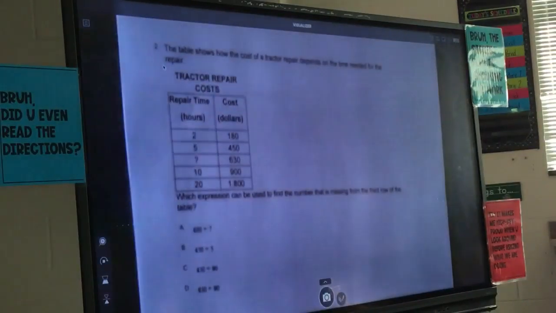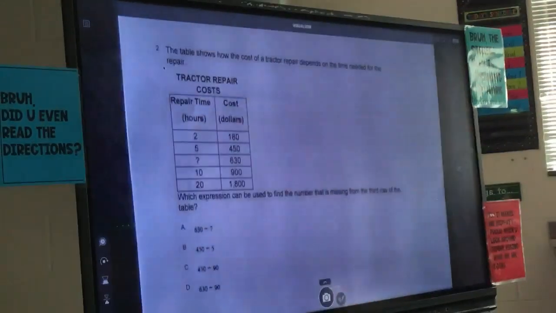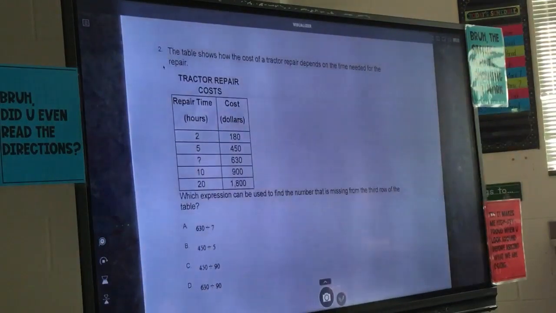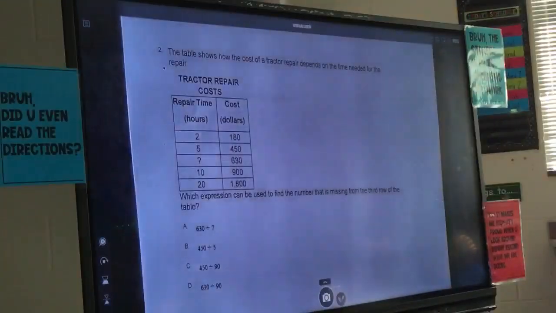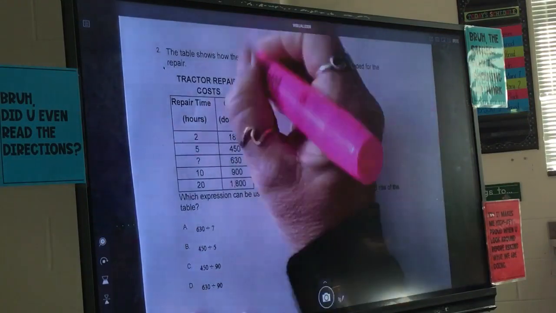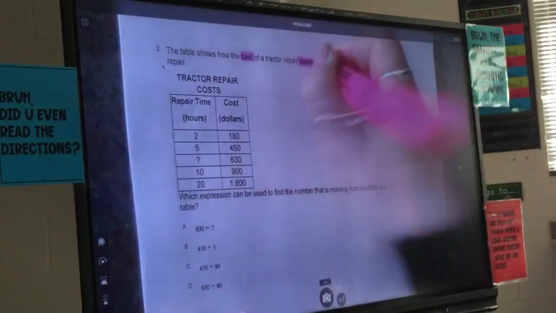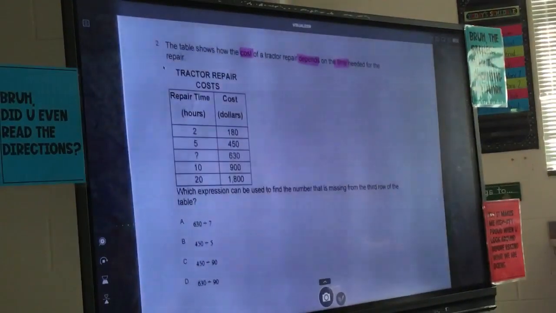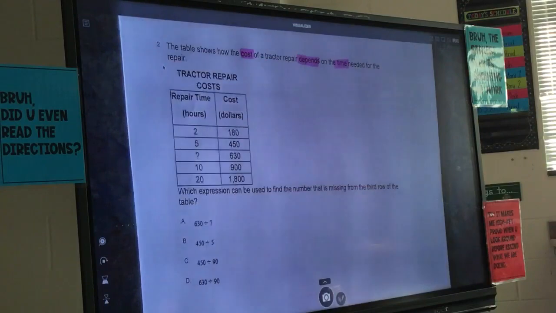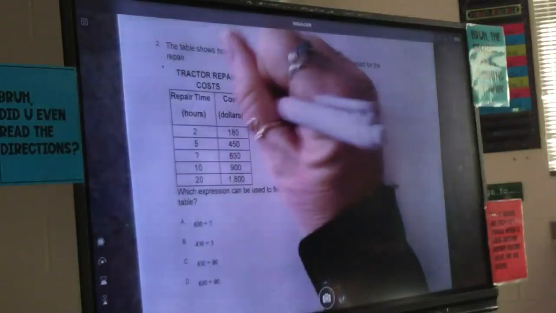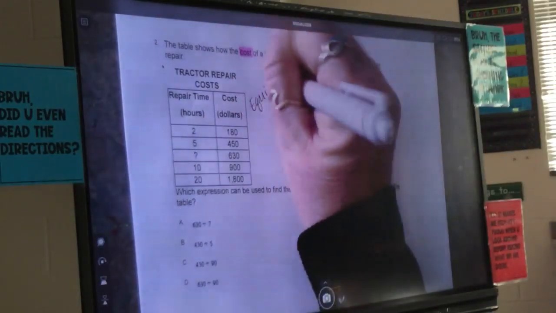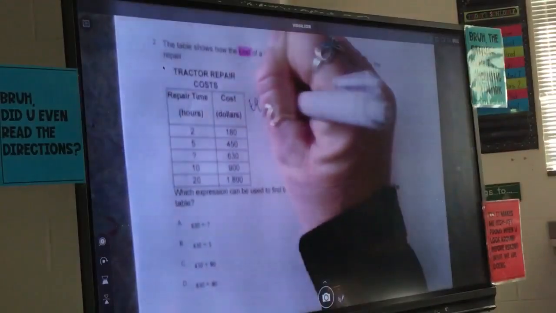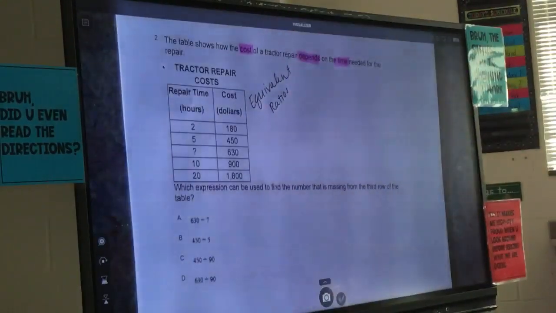So number two says, the table shows how the cost of a tractor repair depends on the time needed for the repair. So essentially, cost depends on the time. Okay? You have a table. Remember, all tables are dealing with equivalent ratios. So no matter what the table looks like, it's just equivalent ratios in that table.